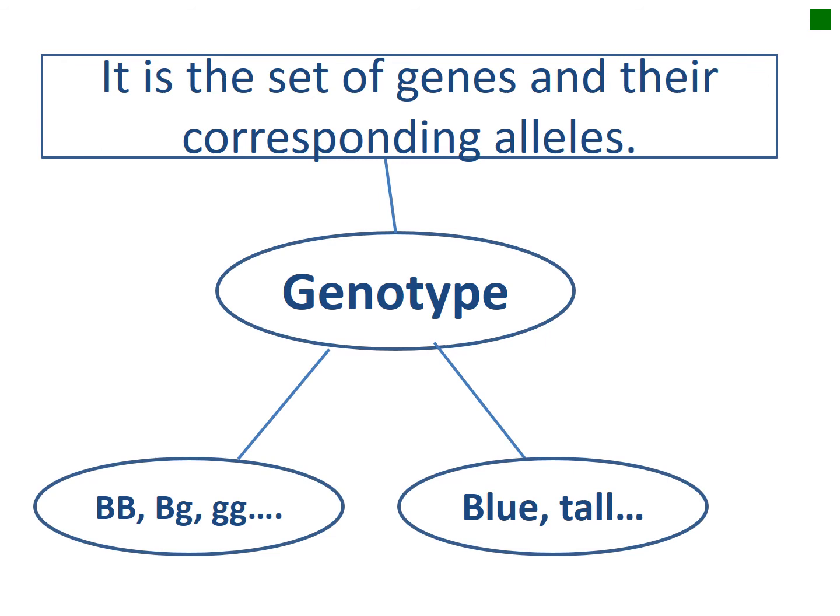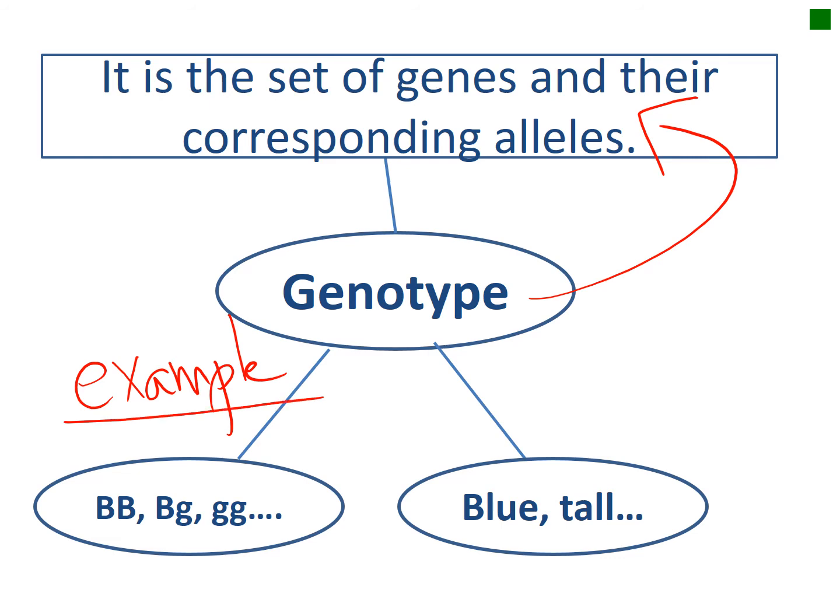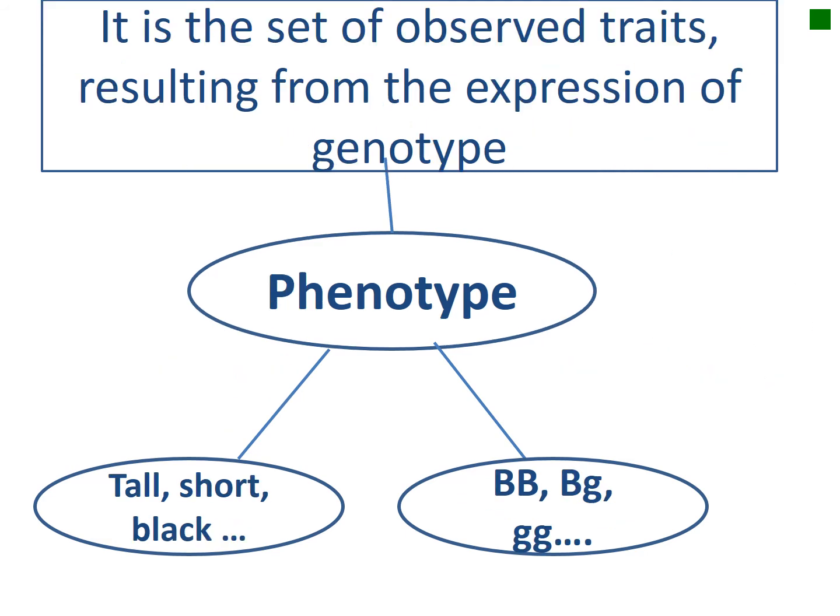Let's go to Freer's model. What is a genotype? Genotype is the set of genes and their alleles. Examples: BB, BG, GG, and others. Non-examples: blue, tall, long, and other traits. Moving now to phenotype. Phenotype is the set of traits resulting from the expression of the genotype. Phenotype examples: tall, short, black. Non-examples: BB, BG, GG.